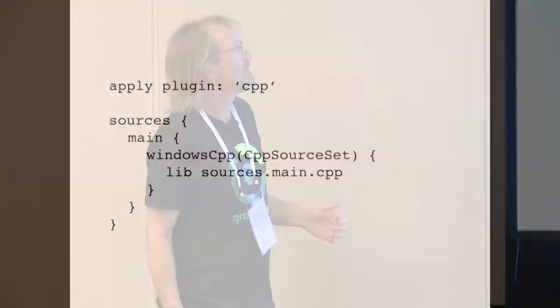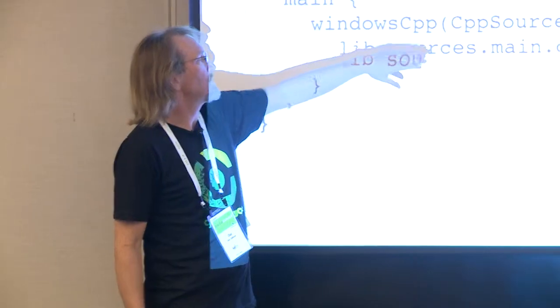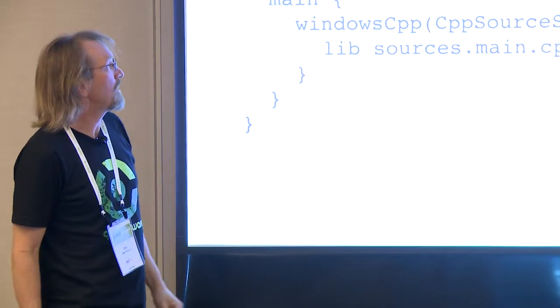Here's an example of how we can add an additional language source set. Here's our functional source set named main, and we're saying there's already going to be a main.cpp language source set, but we're adding another one, which is a Windows CPP source set. It's another set of C++ sources. So that line is effectively just adding another language source set.